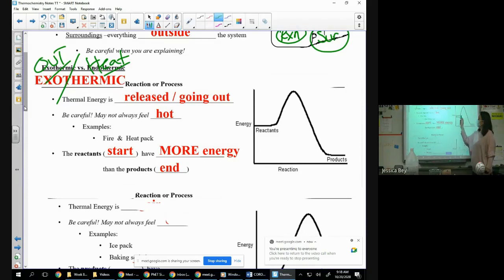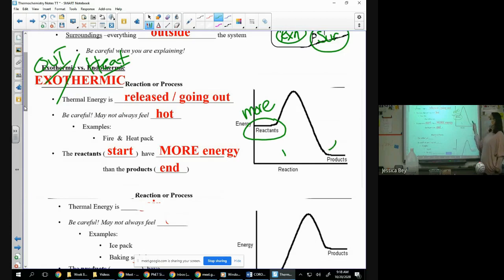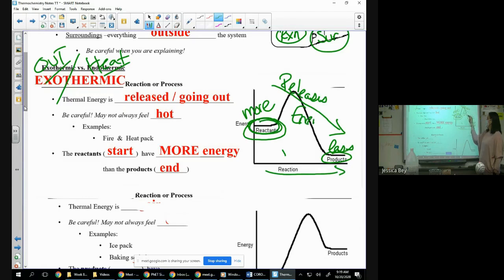So what you're going to really focus on is that this is higher, and the products have less because this is energy and this is the reaction. You start higher and you end lower. What that means is, if I would draw anything on mine, draw a little arrow and say it releases energy. You start with more energy than you end up with because you heat up your surroundings.